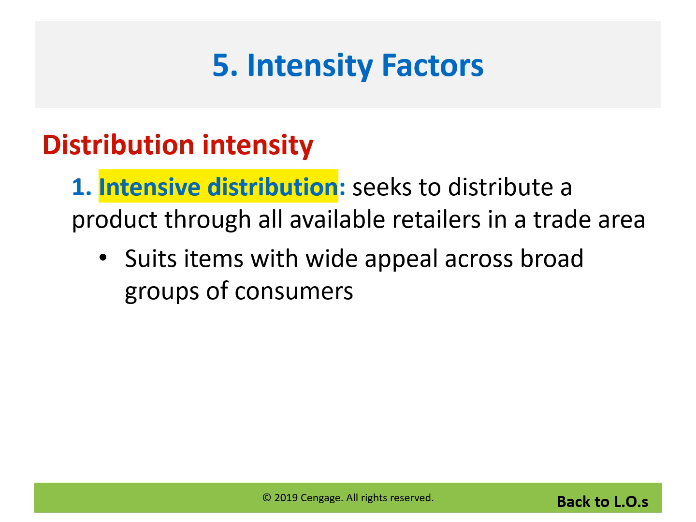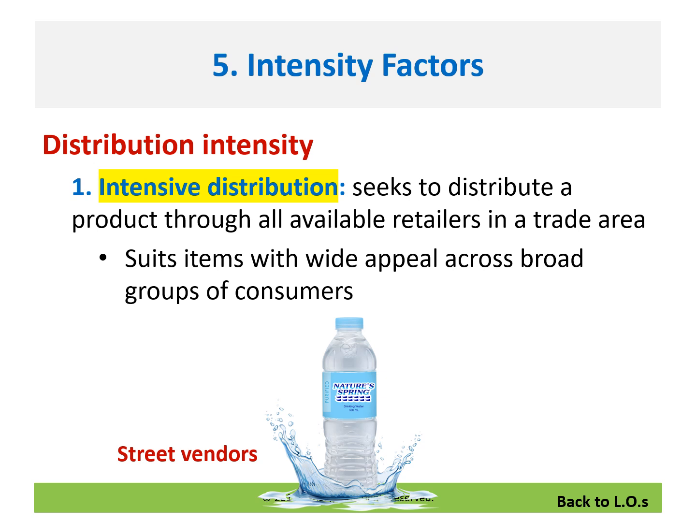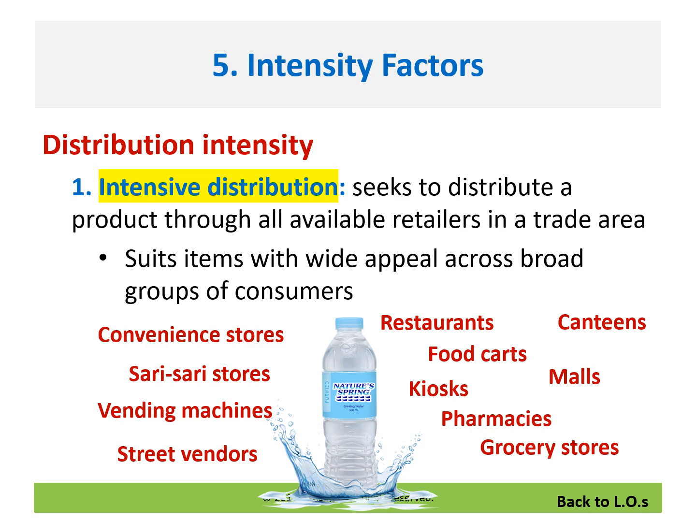Intensive distribution seeks to distribute a product through all possible and available retailers in a trade area. This suits items with wide appeal across broad groups of consumers. For example, products such as mineral water may be distributed to street vendors, vending machines, sari-sari stores, convenience stores, restaurants, canteens, food carts, malls, kiosks, pharmacies, and grocery stores. So, distribution for this type of product is intensive.